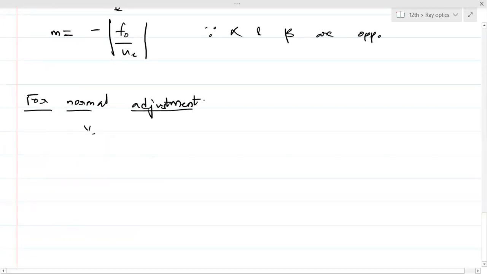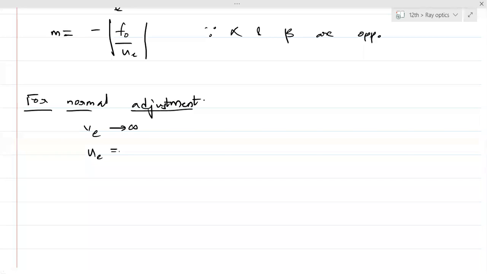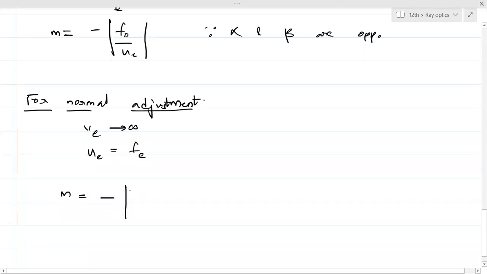Final image is at infinity. So UE in that case will be equal to what? Image at infinity, meaning what will the object distance be? Where should the object A dash B dash be placed for the eyepiece? At the focal length of the eyepiece. In that case, the magnification will be equal to minus f naught upon fe. Got it? Understood, everyone?